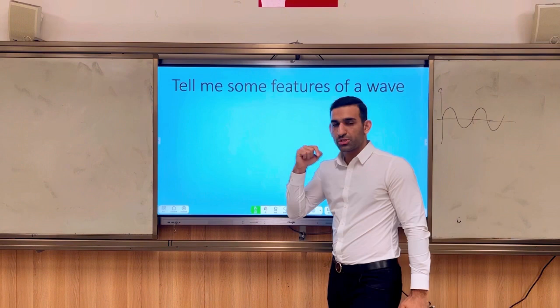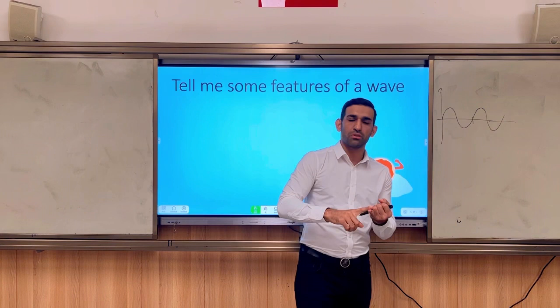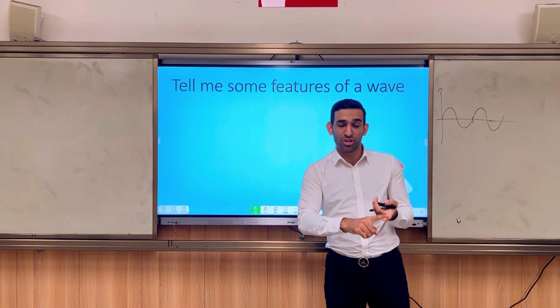This wave has some features. Can you just name some of them? Amplitude, okay, perfect. Wavelength, frequency, period, good, good. Crest, trough, speed, perfect, yes.